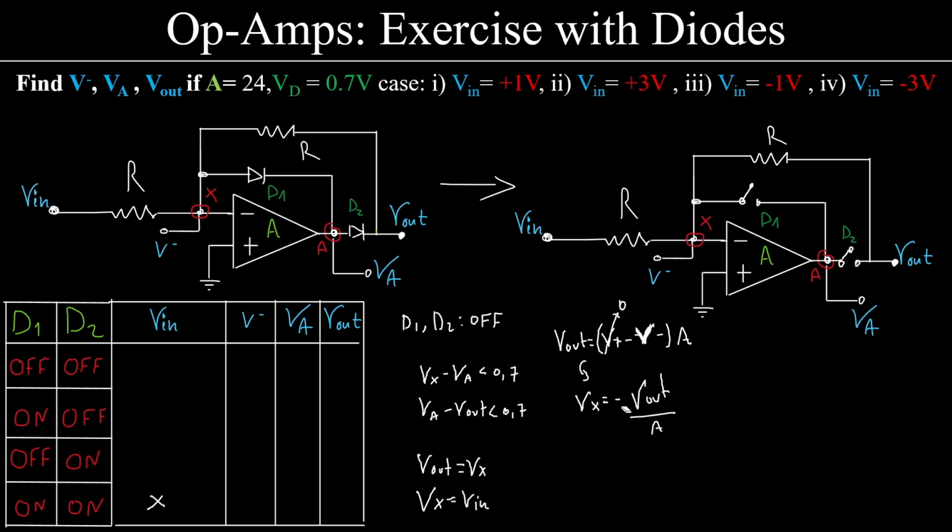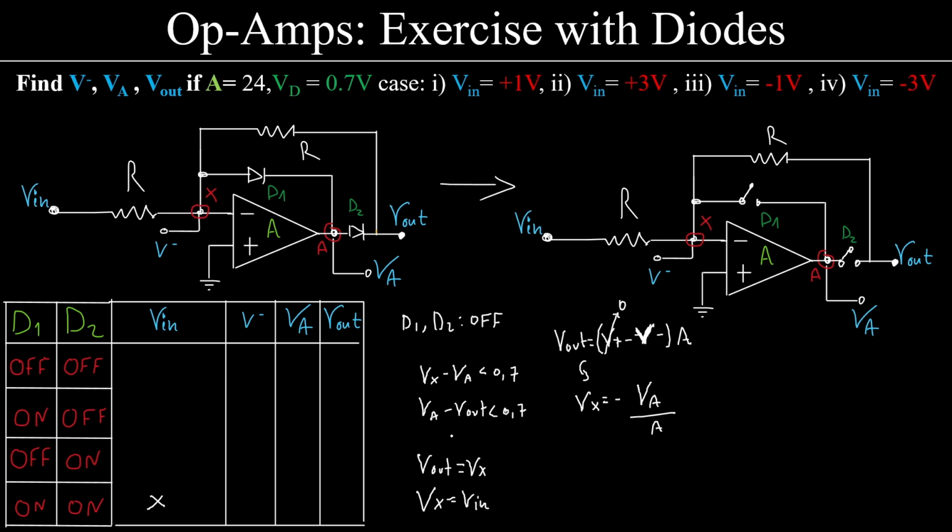Alright, very strange series of events here, but bear with me. Also, I made a mistake here. This is not Vout, this is Va. Let's not get confused. Vout is not the Vout of the op-amp in this configuration over here. Va is the Vout of the op-amp.